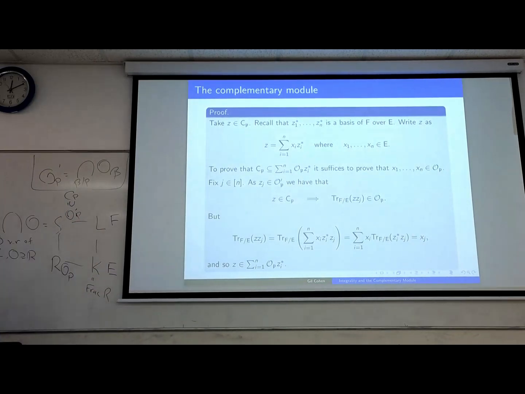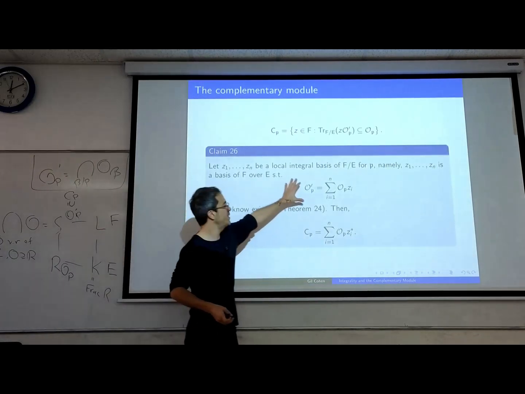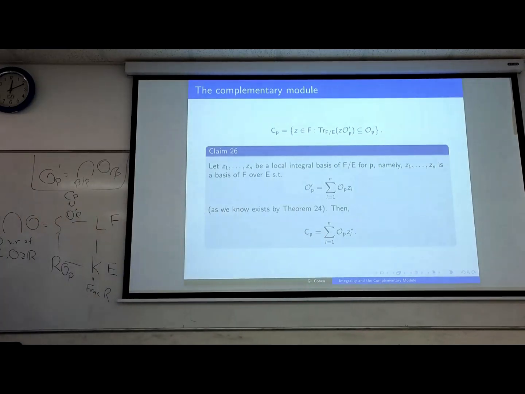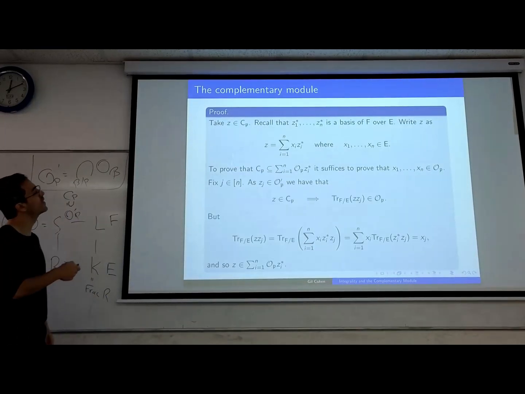So there are two directions, right? I want to prove under this assumption that CP is that. So I'm going to do the two inclusions. So let's start by taking an element in the complementary module.